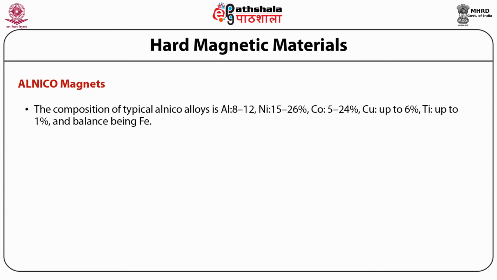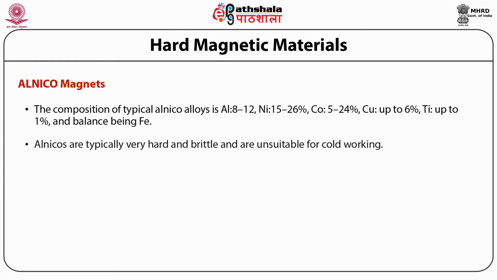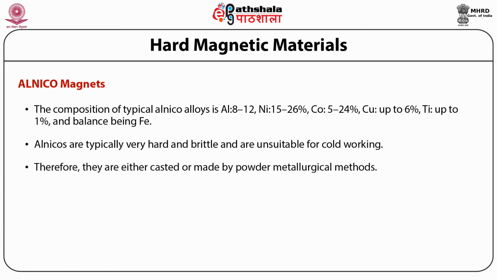The composition of a typical Alnico alloy is 8 to 12% of aluminium, 15 to 26% of nickel, 5 to 24% of cobalt, up to 6% of copper, and up to 1% of titanium, and the balance being iron. Alnicos are typically very hard and brittle and are unsuitable for cold working. Therefore, they are either cast or made by powder metallurgical methods.